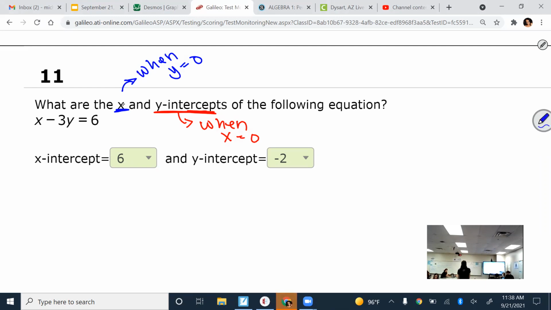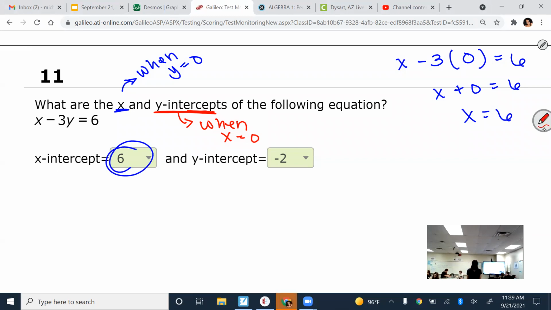So if I want to solve for my x-intercept, I write down my equation, but instead of writing y, I plug in a 0. You see I just copied the equation over and plugged in a 0 for y. That'll help me solve for my x-intercept. So what's negative 3 times 0? 0. x plus 0 is x. So then once I have the x by itself, that's my x-intercept. So my x-intercept is 6.